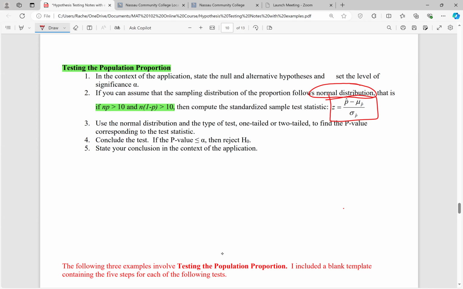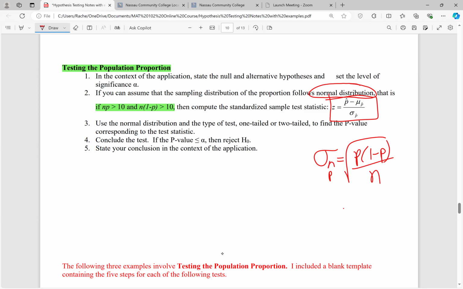And we're going to take our sample data, the p hat, and we're going to minus the mean of all the p hats, which is mu sub p hat, and then we divide by sigma sub p hat. And remember, just a quick reminder, sigma sub p hat is equal to the square root of p times 1 minus p over n. So I taught you that in chapter 8. So we're going to use the normal distribution, and we're going to find the p-value.